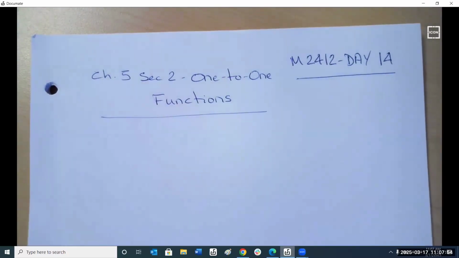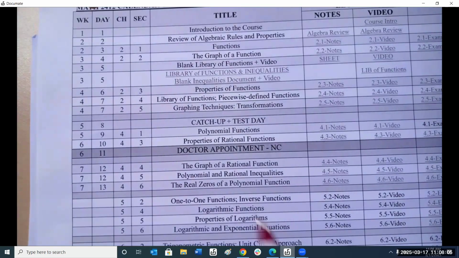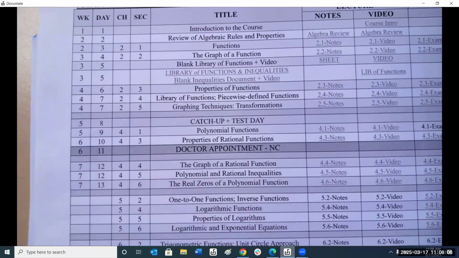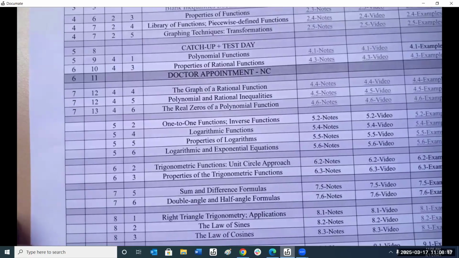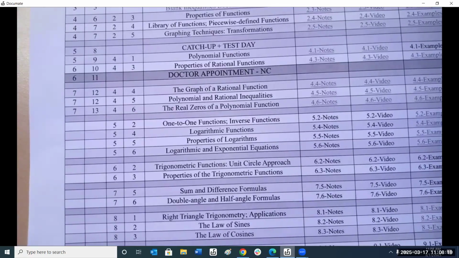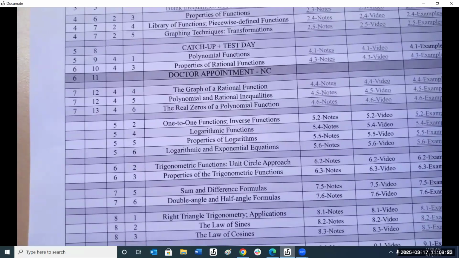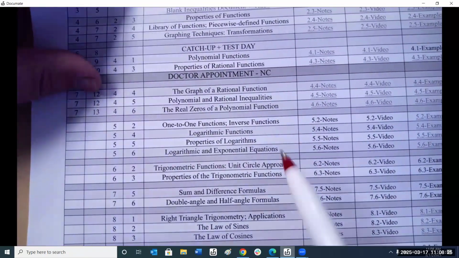All right, we're starting a new chapter today. Chapter 5. We're going to look at one-to-one functions and then logarithmic and exponential functions. Why do they go together? Because they're inverses of each other. Do y'all remember stuff from algebra about logarithms? Yeah, so these are really straightforward type of sections. And then we'll jump into the trig functions next week.